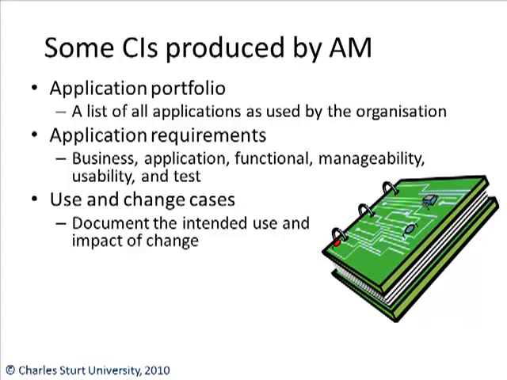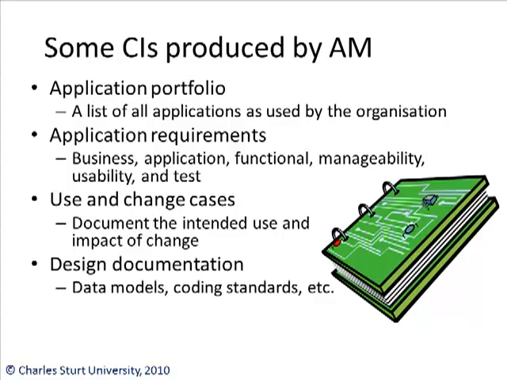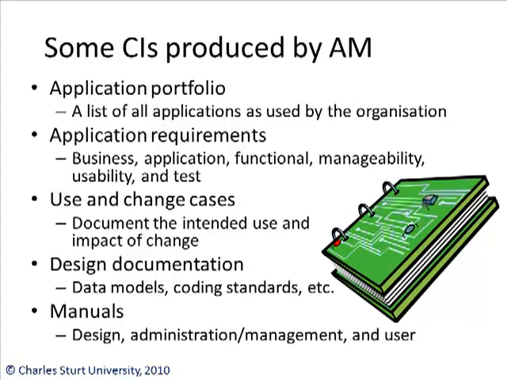They document the intended use and the impact of a change. If someone wants to make a change to an application, what other areas of the same application or other applications or other parts of the infrastructure will be affected. And we've got design documentation, like data models, coding standards. So what type of stuff do we actually use to design and create this new application. And finally, we find manuals, like design manuals, admin manuals, management manuals, end user manuals, training materials. They're all configuration items produced by the application management function.